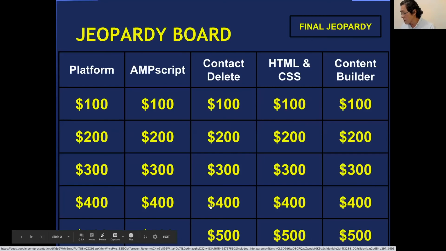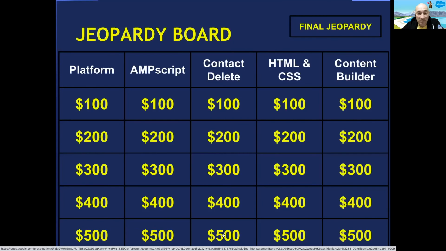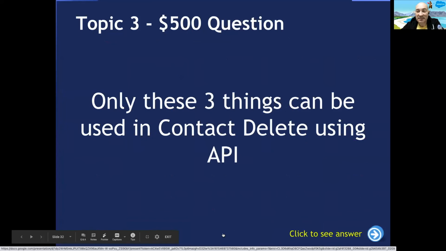The last, so all you have left is the last contact delete or the 4 AMP scripts. So I'm pretty lost on all of them. So let's just take the plunge with the last contact delete. Yeah, makes it easier for us to calculate. Okay. Yeah, that's a tough one here. I didn't think, unless you're a developer, this is a tough one for 500.